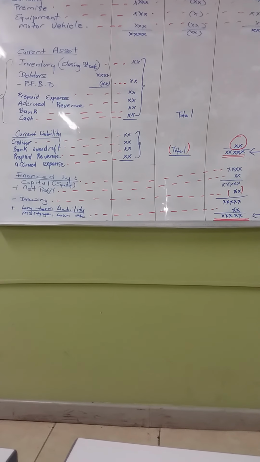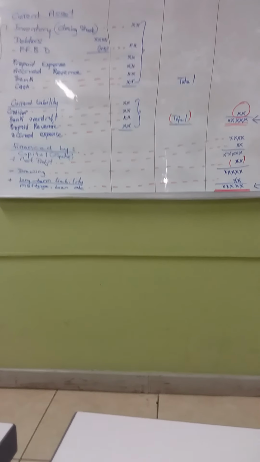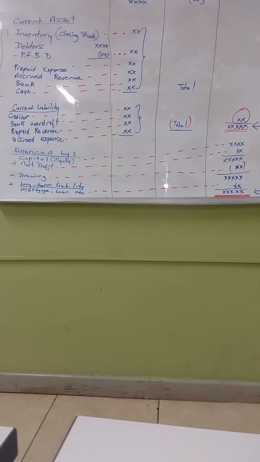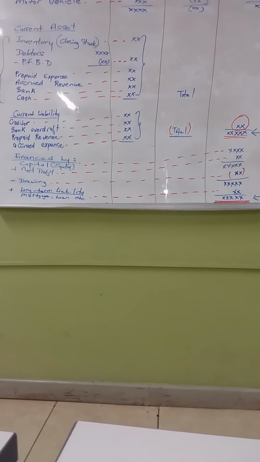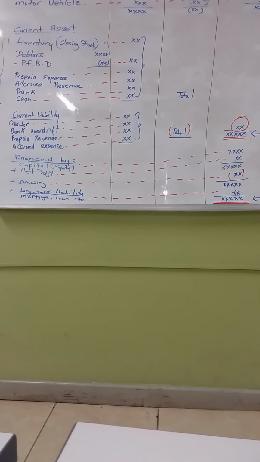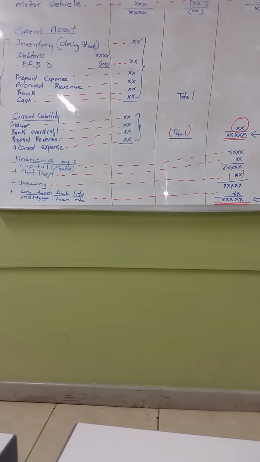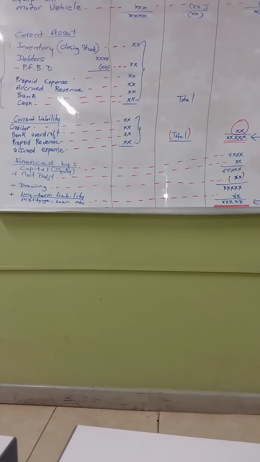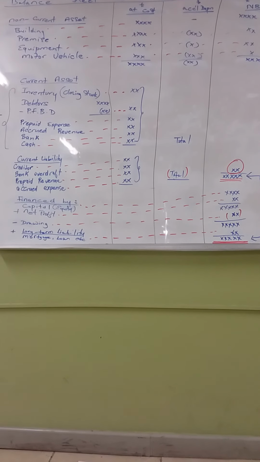Now from there, you're going to add up all of your current liabilities: your creditors, your bank overdraft, your prepaid revenue, your prepaid expense, and also tax. If there was any tax, it would be under your current liabilities. When you add up your current liabilities, you're now going to subtract it from your current assets.